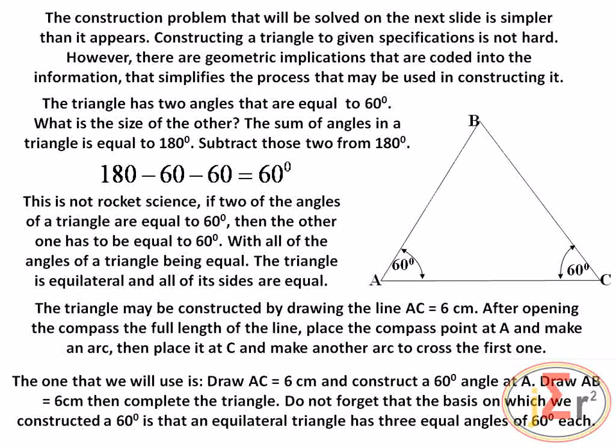So what we will do, we will draw the first line 6 centimeters, construct the 60 degrees, draw the other line 6 centimeters. So we will have what? 6 centimeters on one, 6 centimeters on the other, separated by 60 degrees. Then the other side will automatically be 6 centimeters and the other angle will therefore be 60 degrees.